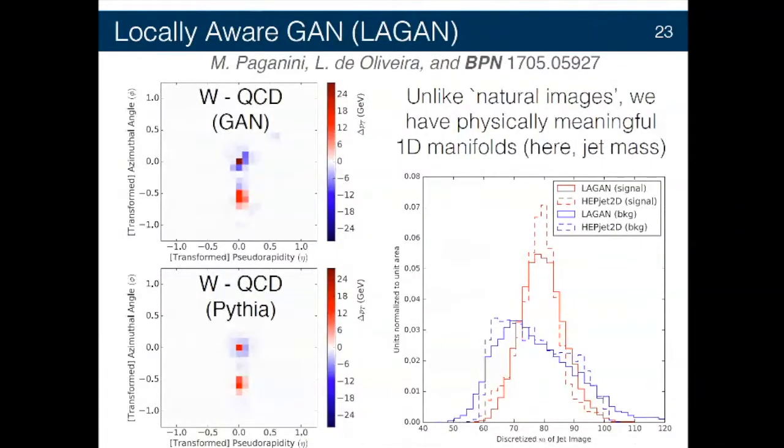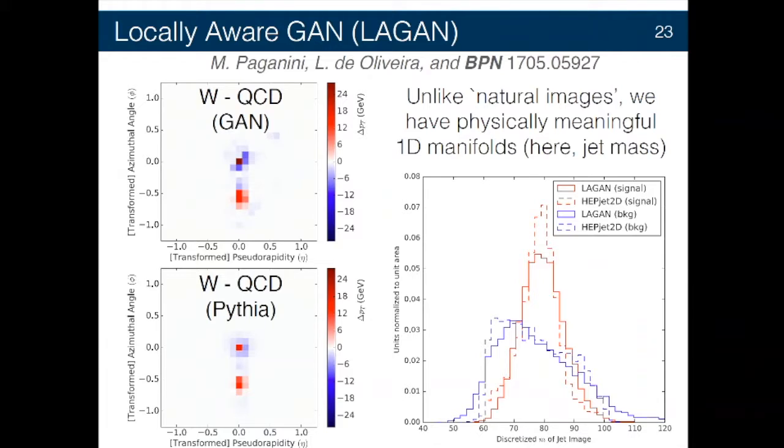And so in this particular case, it's been applied using a variant of a convolutional network, which is a locally connected layer. So it's the locally aware GAN. And here you can see image differences, like the standard discrimination metric for signal and background. In this case, still the W boson I've been using throughout the whole talk. And you can see that the features you see here and here are very similar. So it's learning to generate similar structure in these images.